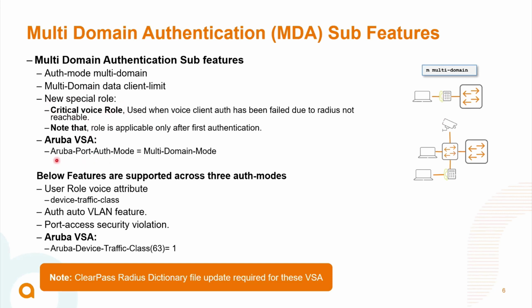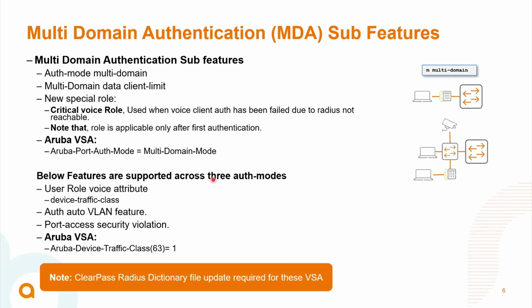As I was discussing, there is a new Aruba VSA. You have to download the ClearPass RADIUS dictionary to update your dictionary with Aruba port auth mode equal to multi-domain. This is very simple, there is no integer value for this one, so you can update your RADIUS file by downloading that.